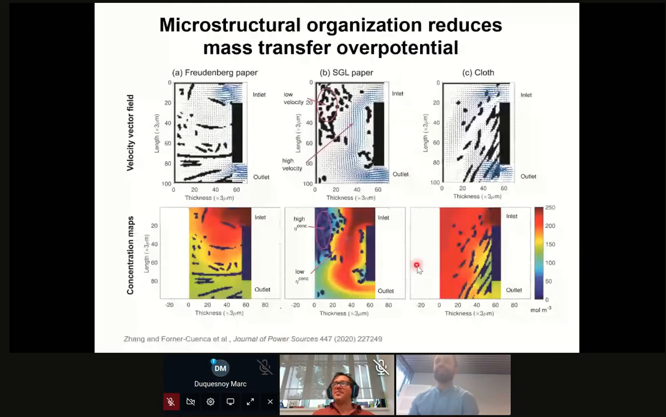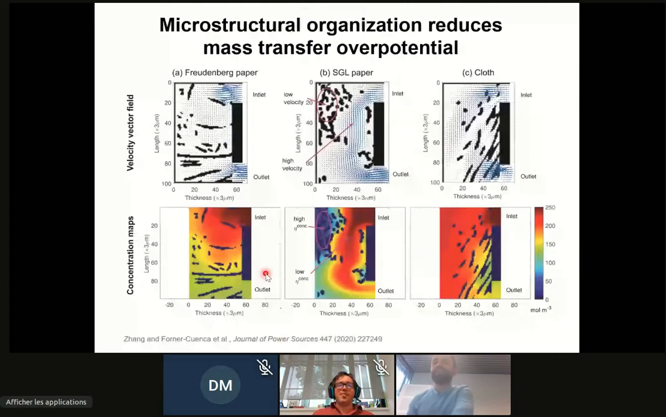Yes. Okay, so I was talking about the findings of the theory, and what we saw is that indeed, if you go to poorly organized microstructures, such as the SGL, for example, you will have these areas of stagnant fluid. So here the velocity is nearly 0. And as a consequence, your concentration would be also, or your conversion would be nearly 100%. Okay, so this is an overutilized part of your electrode, and then you have some underutilized areas of your electrode.